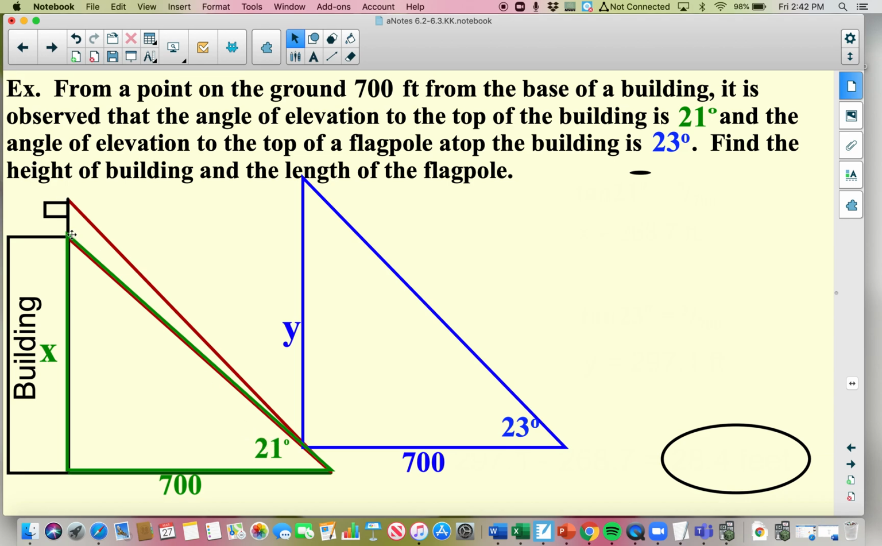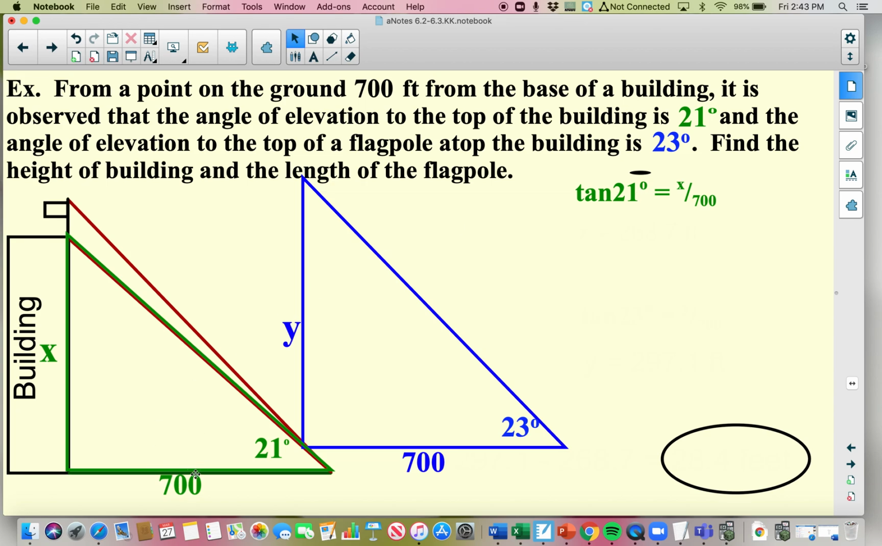Everything else is the same, except now X is the building height, and Y is the building and the flagpole height. So make sure you understand the picture, because I'm going on to the math. You want to find the height of the building, X, and the length of the flagpole. If I can figure out the whole length Y and subtract off the building, that's going to leave me with the flagpole.